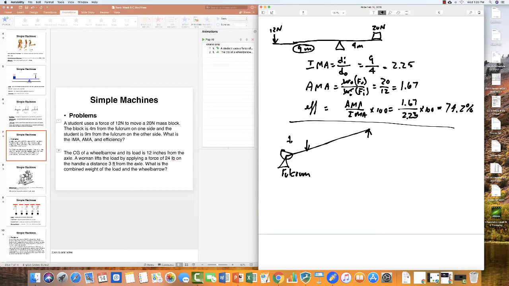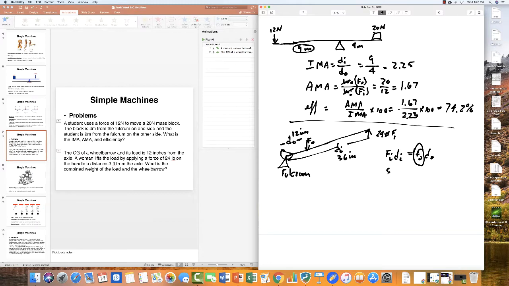So the output distance is this distance here, and the input distance is right here. And this is given as 12 inches here and 3 feet or 36 inches here. And she lifts 24 pounds. So we know that Fi times Di is equal to Fo times Do. And what we want to know here is the force output, which is what this is right here. This is the force input. This is what she puts in.